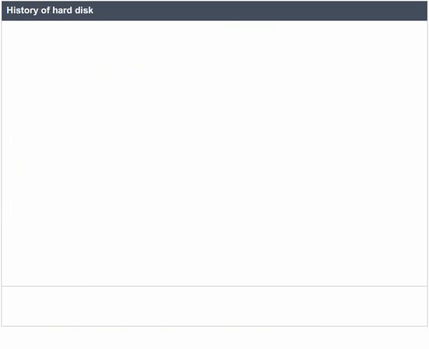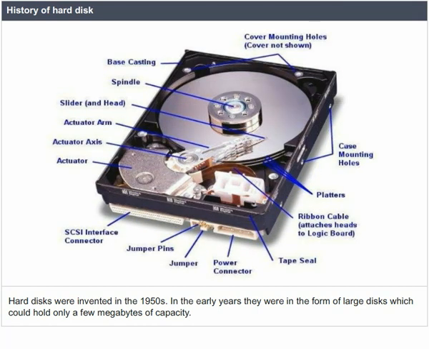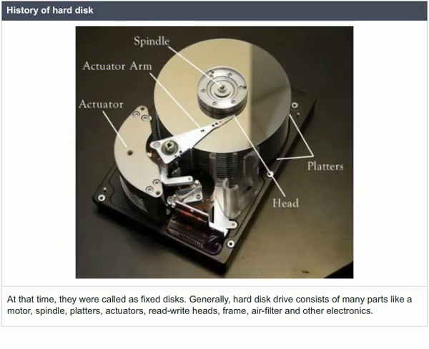History of hard disk. Hard disks were invented in the 1950s. In the early years, they were in the form of large disks which could hold only a few megabytes of capacity. At that time, they were called fixed disks. Generally, a hard disk drive consists of many parts like a motor, spindle, platters, actuators, read-write head, frame, air filter, and other electronics.